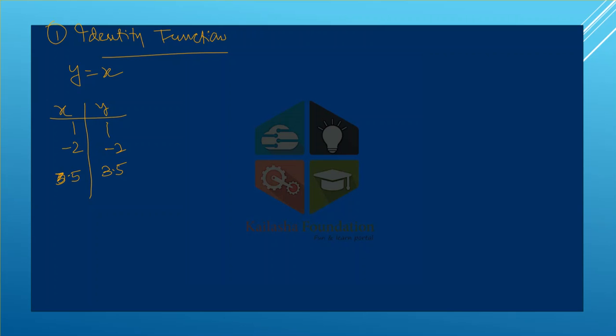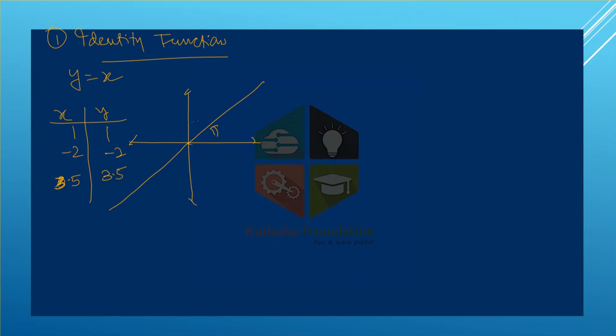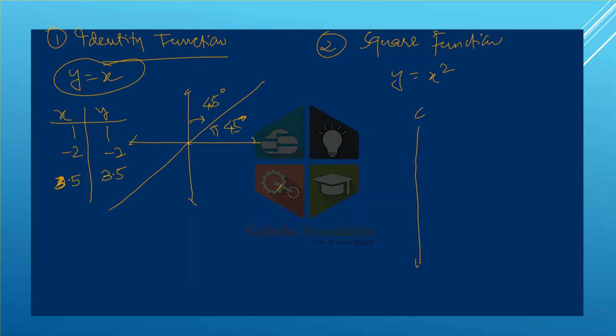So the graph which will be formed is this. It will be a straight line symmetric to both these axes. That means on both sides there is an angle of 45 degrees. Okay, so this is the identity function y is equal to x. Second one is the square function. We just saw y is equal to x square. The shape is like this.